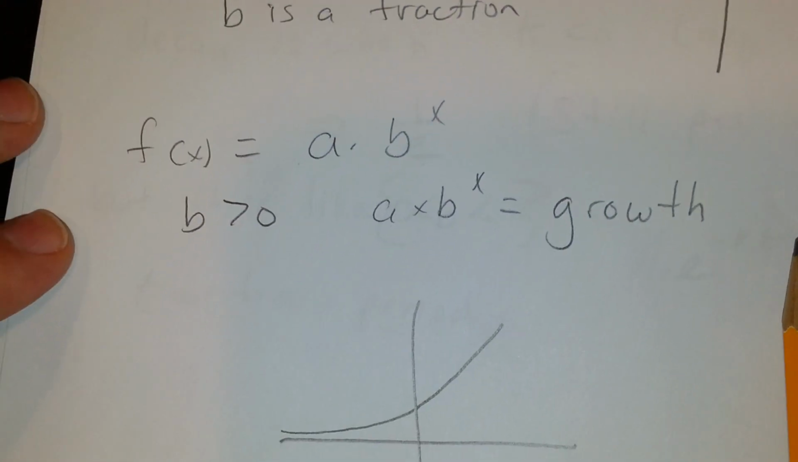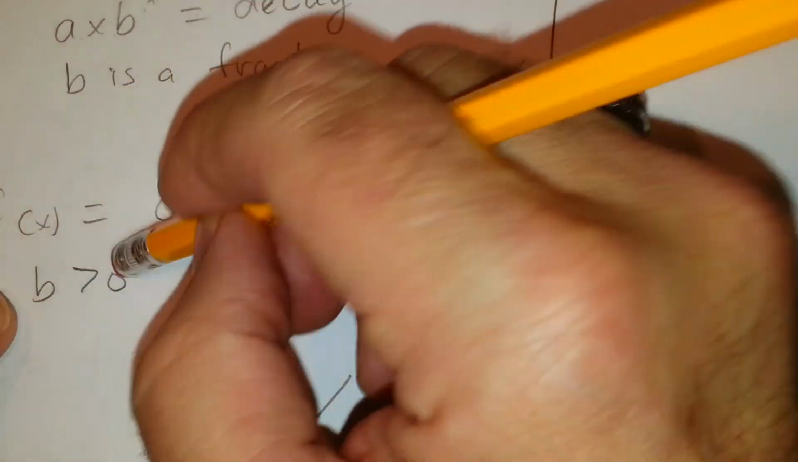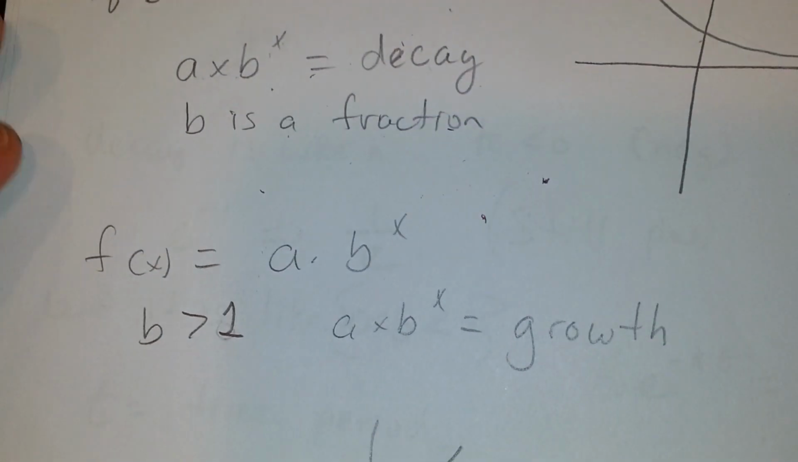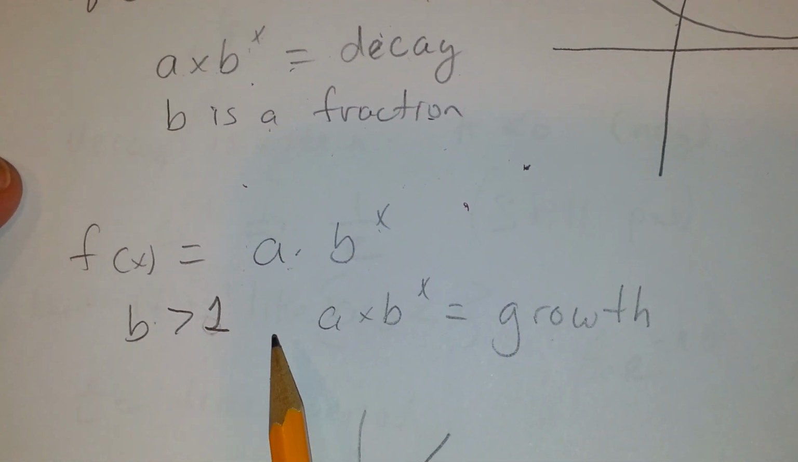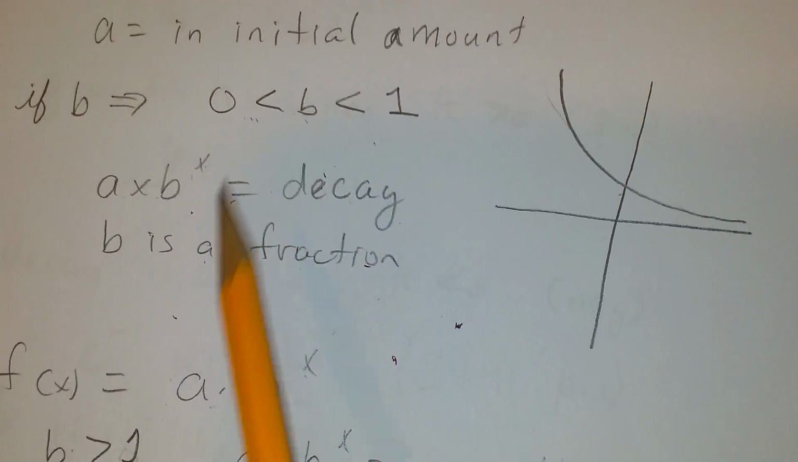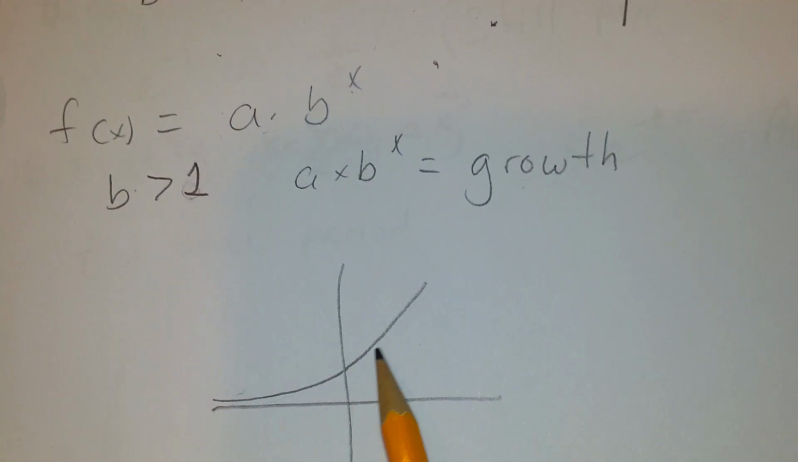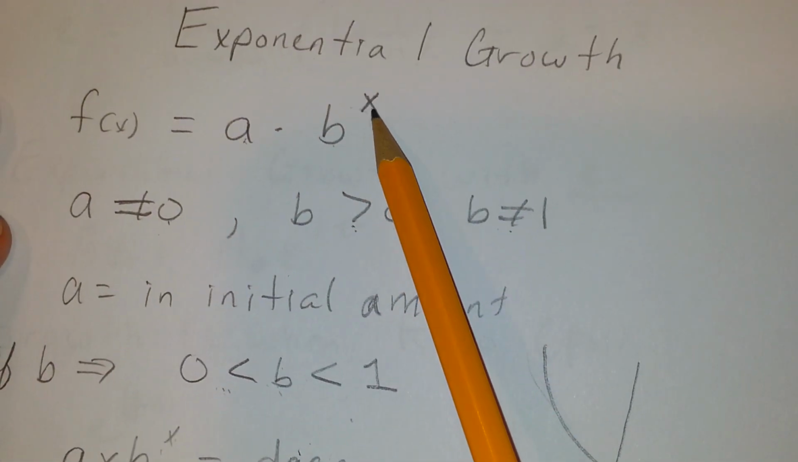All right. Now, if B is greater than 1, then A times B to the x is going to be growth. Okay, so in both cases B is greater than 0, but if B is greater than 1, it's growth, and your function looks like this. Remember, domain, x can be anything, negative, positive.